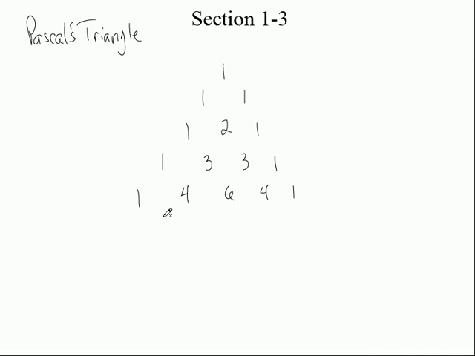Alright, let's do one more. Put a 1 on the outside. What goes here? 5, 10, 10, 5, and 1. You get it? Let's do one more just for fun. Put another 1 out here. What's going to go here? 6, 15, 20, 15, 6, and 1. Good. You get it? Alright, you could keep doing that if you wanted to.